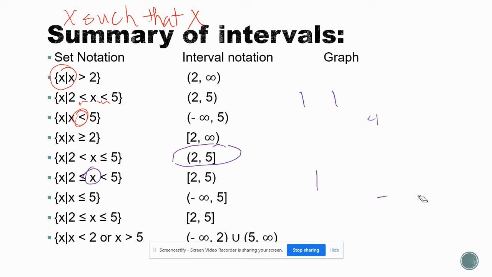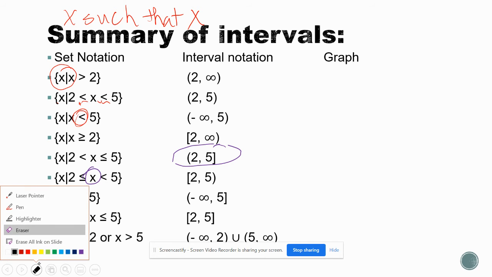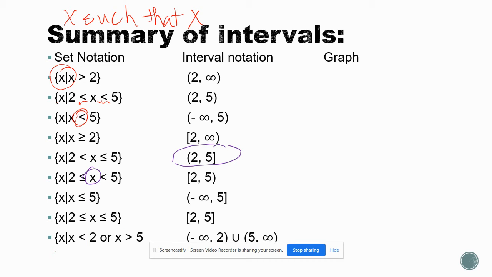Going back and reviewing a little bit of an OR problem here. So we have x is less than 2, or x is greater than 5. Less than 2 means we're going to negative infinity. There's no stopping point on the left side of x. So we have parentheses negative infinity, and the 2 gets a parenthesis because it's not equal to.